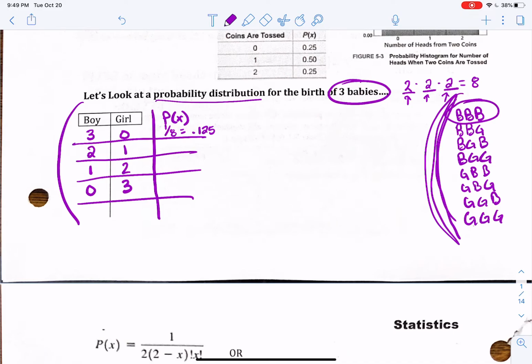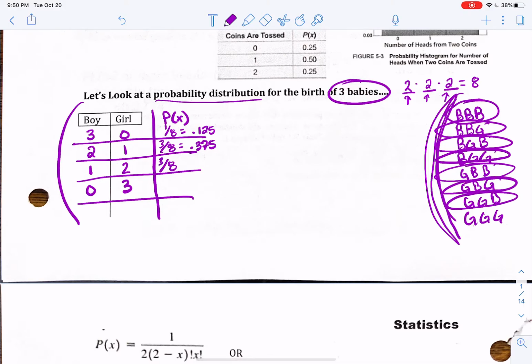Okay, so now we want to look at 2 boys, 1 girl. So 2 boys, 1 girl happens here, here, and here. So there are 3 combinations out of 8 that will give me 2 boys, 1 girl. So that is 0.375 as a probability. And then we look at 1 boy, 2 girls. 1 boy, 2 girls happens here, here, here. So that is another 3 out of 8 probability, or 0.375 as a decimal, that I will have 1 boy, 2 girls. And then the probability of having 0 boys, 3 girls would be 1/8 or 0.125 again.